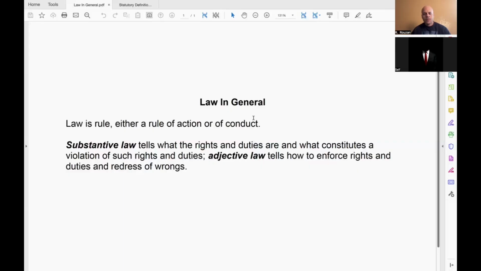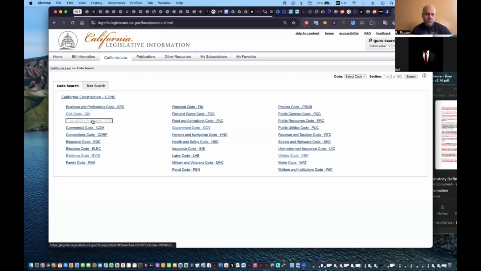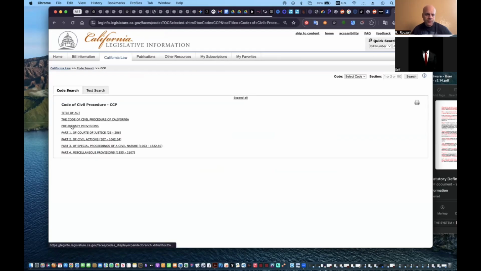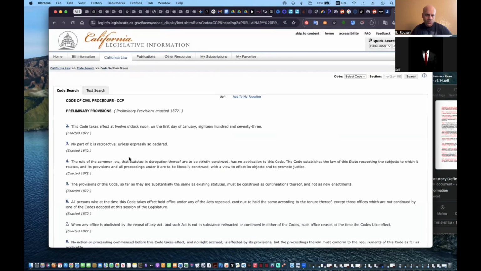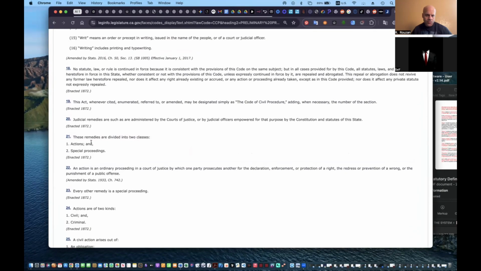So everything is a dispute. How do I know that? I go to the code of civil procedure, right here. Going to the table of contents, you go to the beginning, starting at section 20. This says judicial remedies are such as are administered by courts of justice or by judicial officers empowered for that purpose by the Constitution and statutes of that state. So when you want a judicial remedy, that's what this is called.